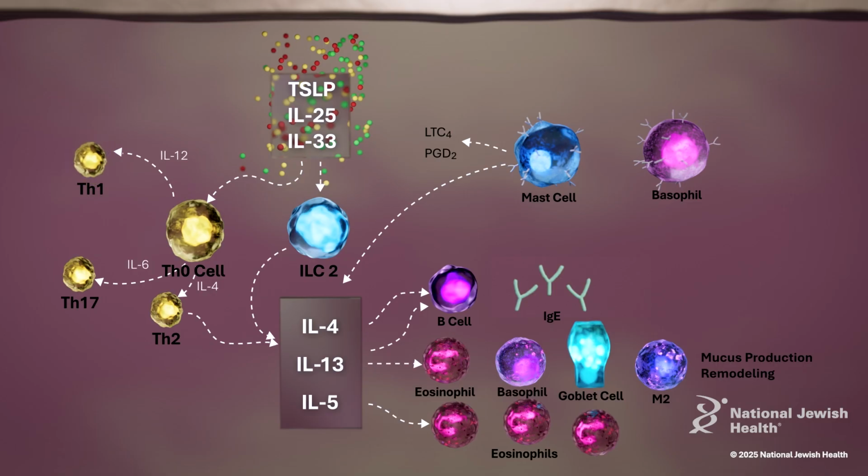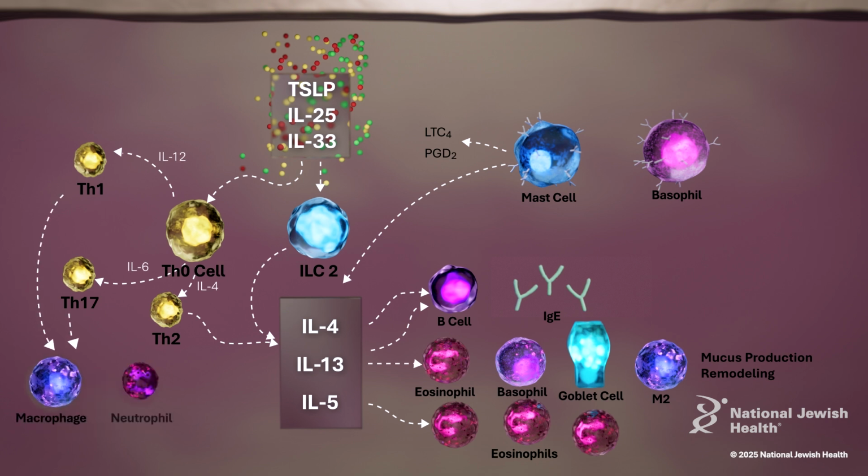Th1 cell activation leads to the release of interferon gamma and TNF alpha. Th17 cell activation leads to the release of cytokines including IL-17, IL-22, and TNF alpha. Several of these cytokines contribute to alterations and hyperreactivity of airway smooth muscle or ASM cells and airway remodeling.